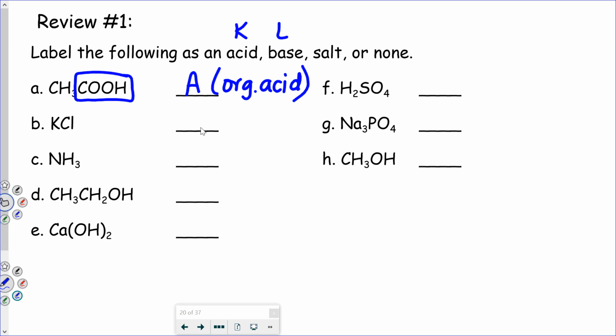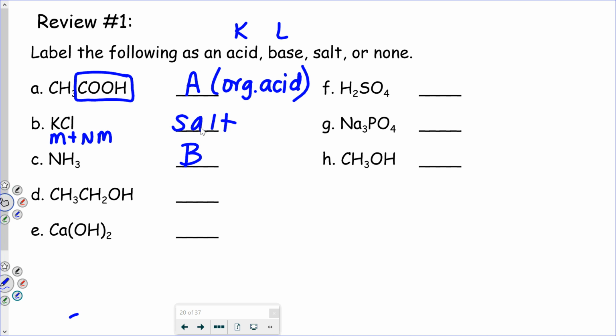Good. All right, for B, KCl. It's not on Table K or Table L. It is either a salt or none of the above. Well, there's no carbon, so it can't be organic, and it's a metal and a nonmetal. So that means this is a salt. For C, I check Table K, which are my acids. It's not there. I check Table L, which are my bases, and it's found at the bottom of Table L. So this is a base.